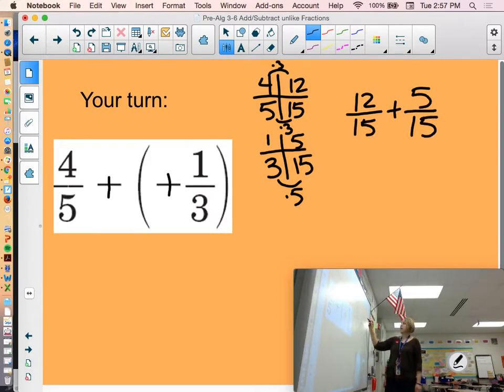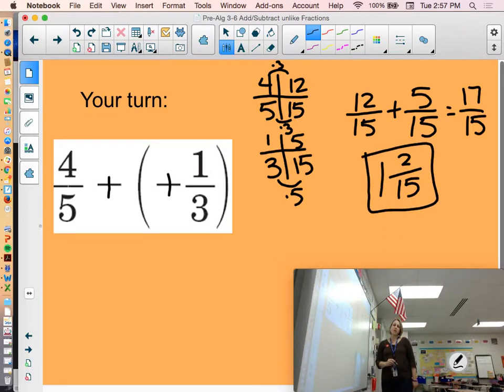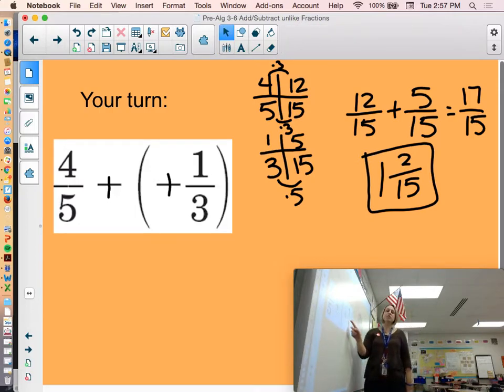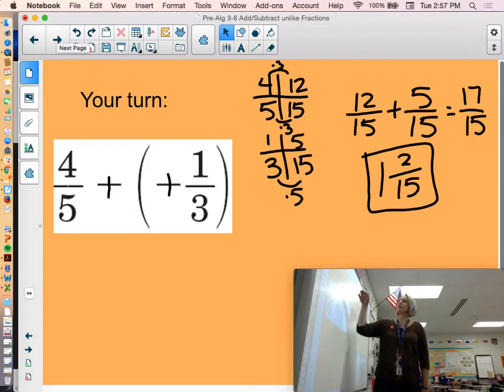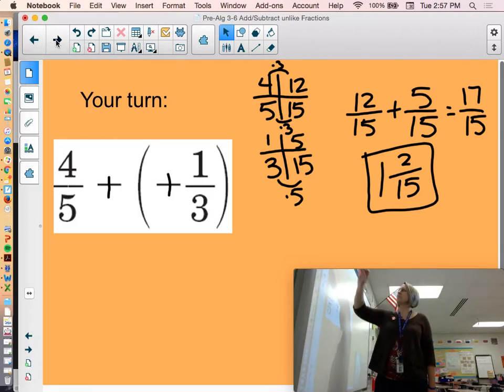That is a total. We add the top numbers. That's 17/15. And then I divide to figure out how many times 15 goes into 17. It goes in one time with 2 left over. Yay! That is my final answer. And it's positive because both of these, once we did stay, change, change, became positive. Nice job if you got that right.